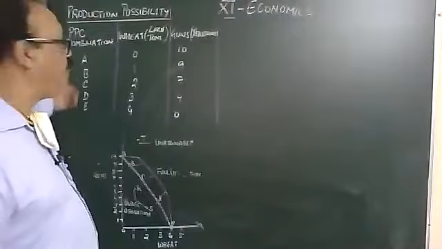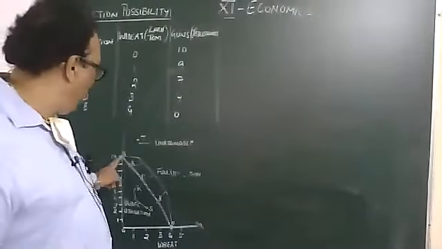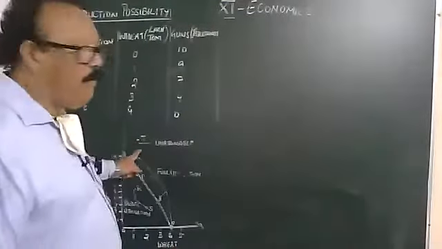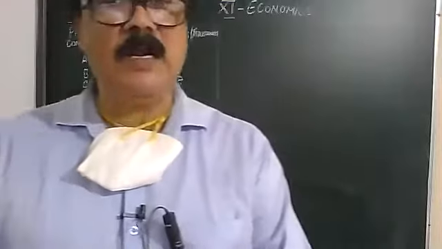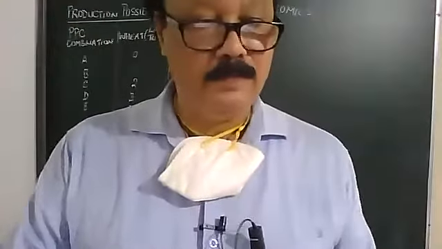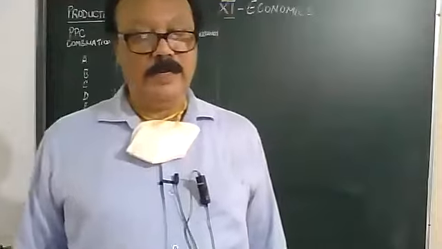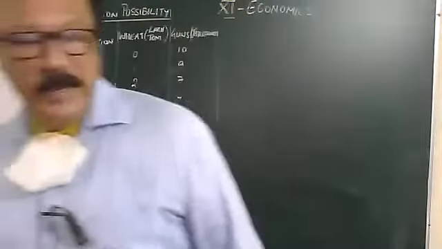We can do these 5 possibilities, and if we are using any of these 5, they would be on the PPC. So any point outside the PPC is unattainable. Is that clear, children? It is unattainable. Now we go on to the next.